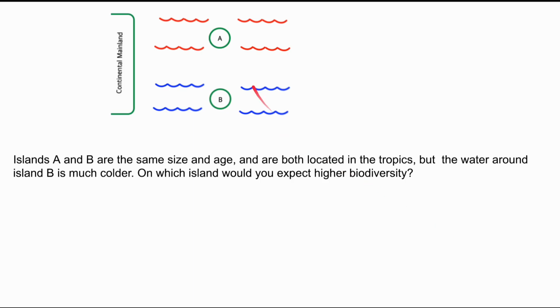Now what I have is two islands that are the same size, they have the same amount of isolation from the mainland, and they're the same age. The difference is island A is in a warm water ocean current, and island B is in a cold water ocean current. We definitely see this off the coast of the Americas. There's places like the Galapagos, where it's bathed in cold water, and there's other places where it's bathed in warm water. So on which of these two islands would I expect to find higher biodiversity? Well, the answer is I would expect to have higher biodiversity on island A because it's bathed in warm water.